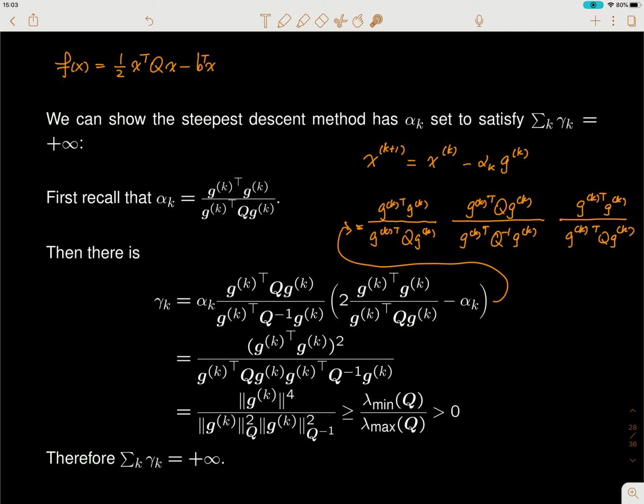So next, let's show the condition is also necessary. To show the condition is necessary, we need to show that if the algorithm converges, then we must have alpha in this range. Okay, let's prove it by contradiction. Suppose the method converges, but alpha is smaller than or equal to 0, or is bigger than or equal to this quantity. Suppose it's outside of the range, and let's see what could happen.